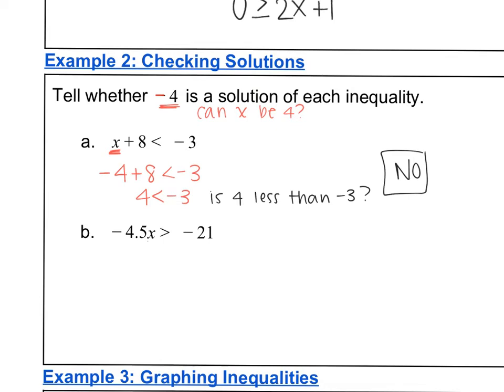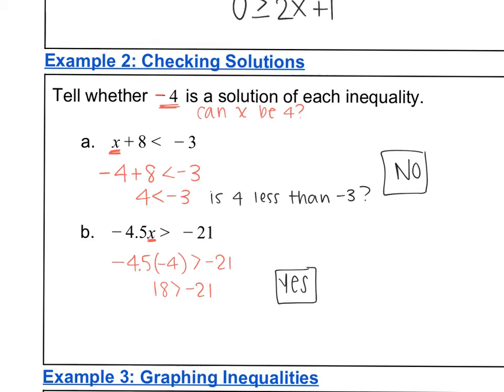Let's do the same thing for the next one. Again, I'll plug in -4 for x. So this will be -4.5 times -4 is greater than -21. And then I'll solve. -4.5 times -4 is 18. So is 18 greater than -21? That's what I'm asking myself now. Yep, 18 is greater than -21. So my answer here is yes, -4 is a solution to that inequality. So to check if something is a solution, you basically have to plug it in for x and see if it's true. Is it a true statement? Then your answer is yes. Is it a false statement? Then your answer would be no.